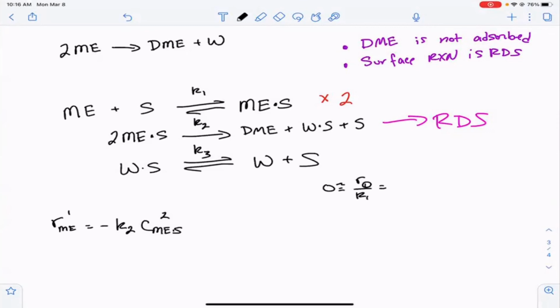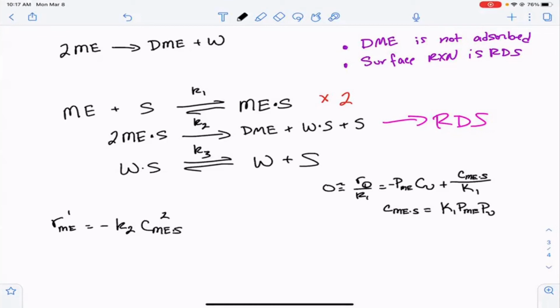the concentration, or I guess these are gas phase reactants, so we'll actually use the pressure again of Me times CV, plus the surface concentration of Me divided by the rate constant. We'll call that K1. And so we find that the surface concentration of Me is just equal to K1 times the partial pressure of Me times CV.